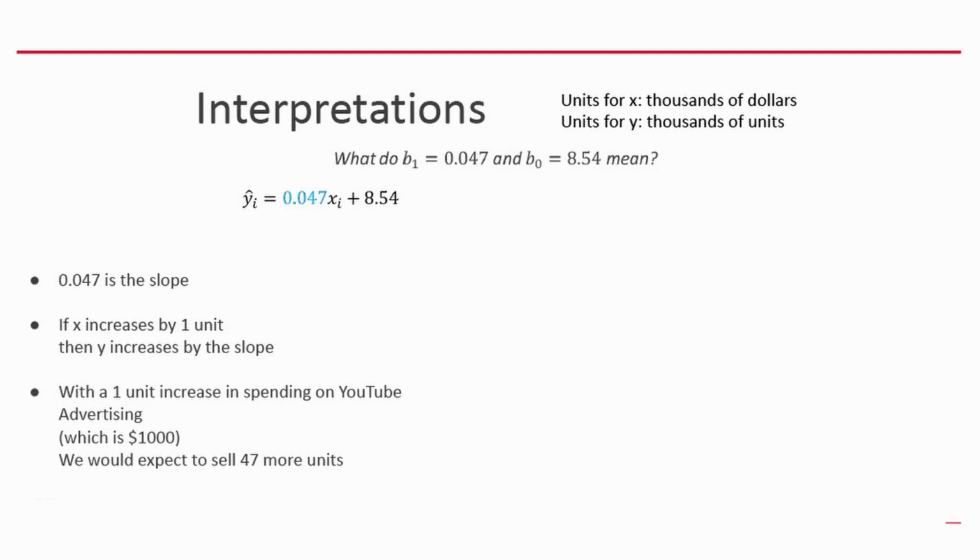The interpretation for B1, the slope, is when X increases by 1 unit, what is the change in Y? Does Y go up or down, and by how much? In our case, an increase of 1 unit on X is an increase of $1,000 in spending on advertising, and the slope associated with that is 0.047, and in thousands of units, that's 47. So our interpretation is when X goes up by 1 unit, $1,000 in spending on YouTube advertising, Y goes up by 47 more units sold.